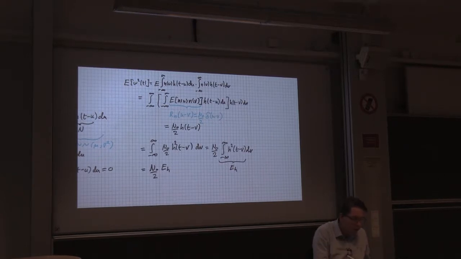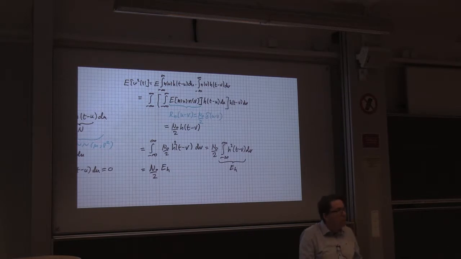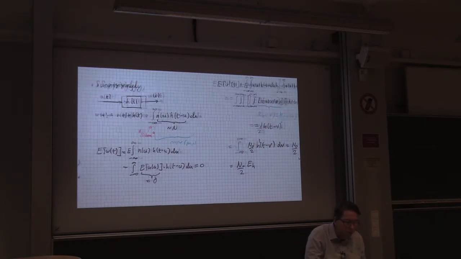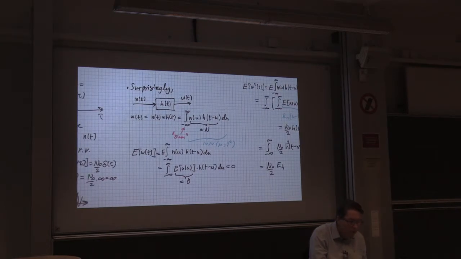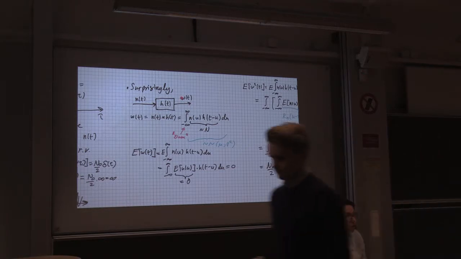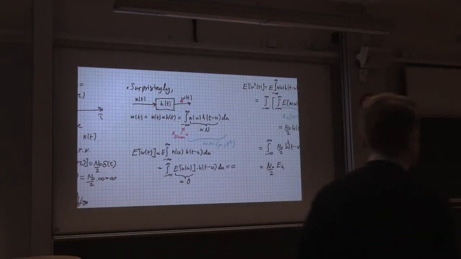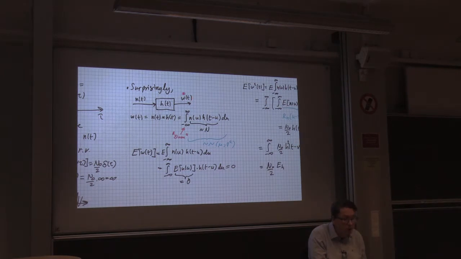To summarize what we did, to recap, we have now looked at what happens when we take white Gaussian noise and send it through a filter. So where did we start? We started with this picture: white Gaussian noise goes through a filter with some impulse response H, and then we get an output W.